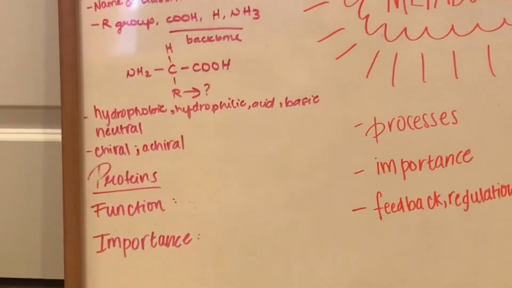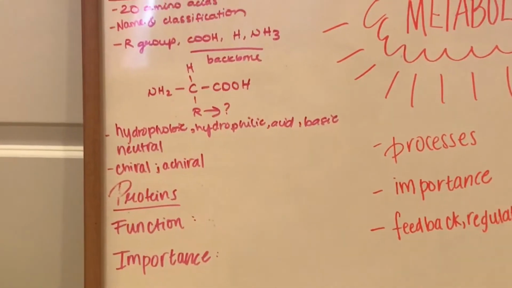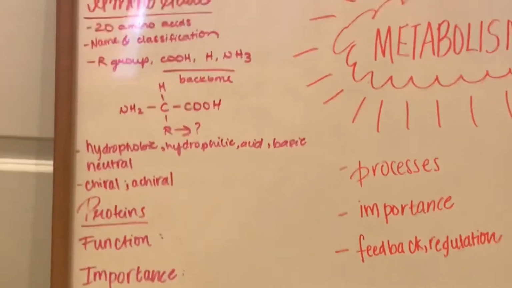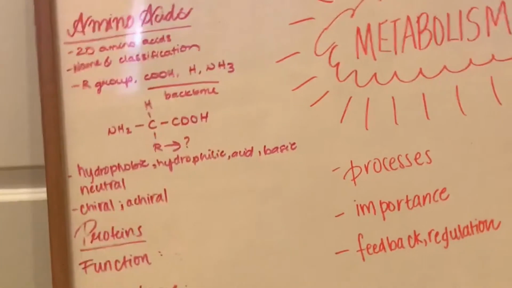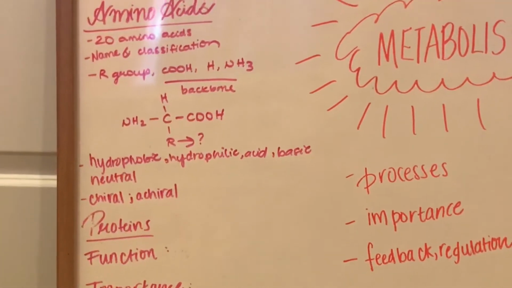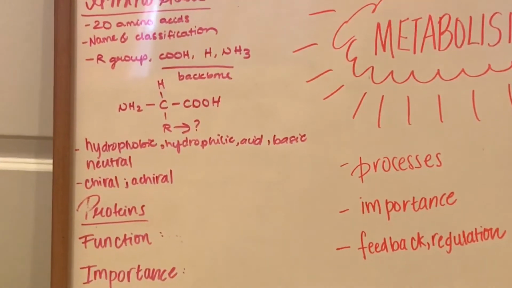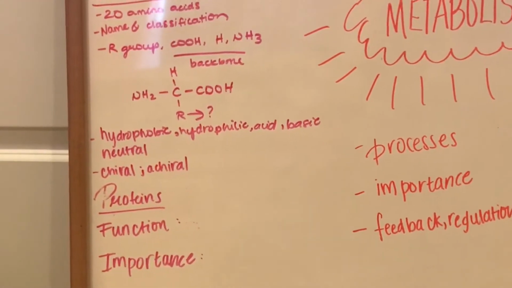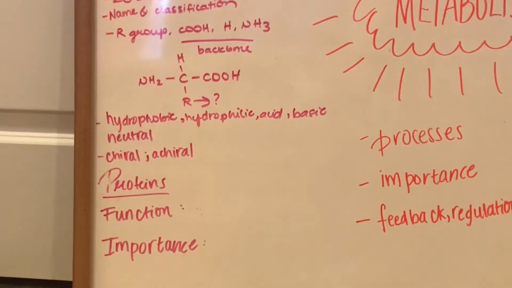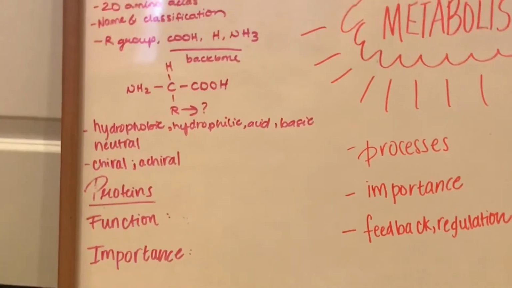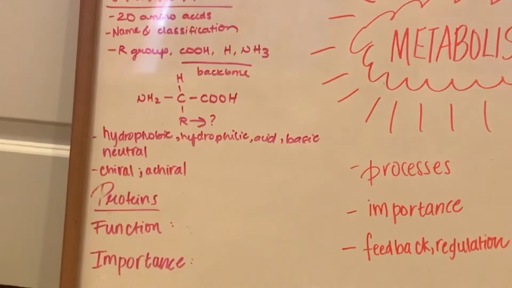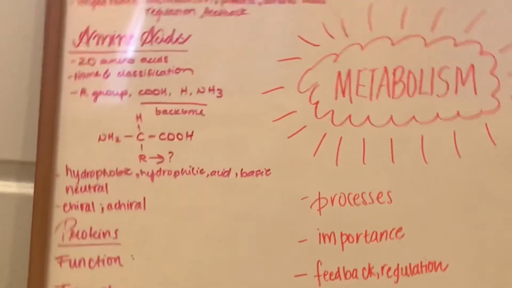They are alanine, arginine, asparagine, aspartic acid, cysteine, glutamic acid, glutamine, histidine, glycine, isoleucine, leucine, lysine, methionine, phenylalanine, proline, serine, threonine, tryptophan, tyrosine, and valine. So these are the 20 amino acids that you'll be learning about in college.